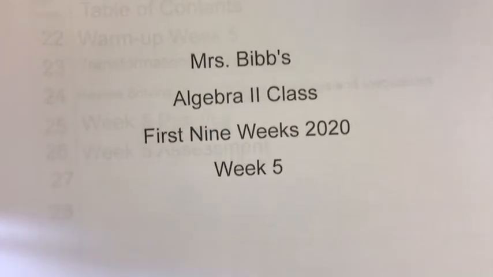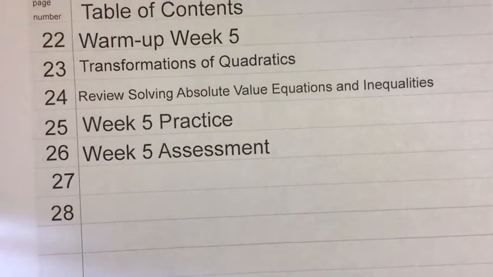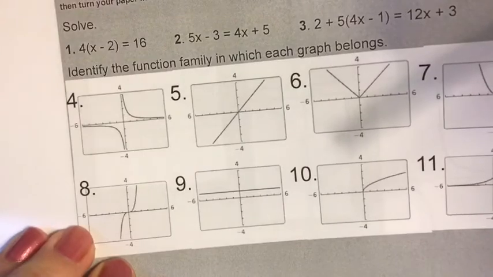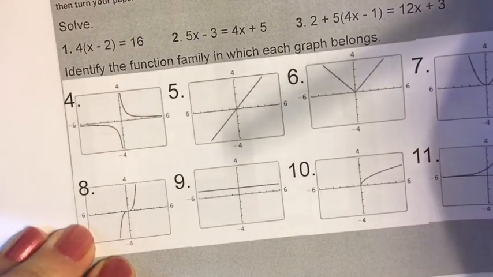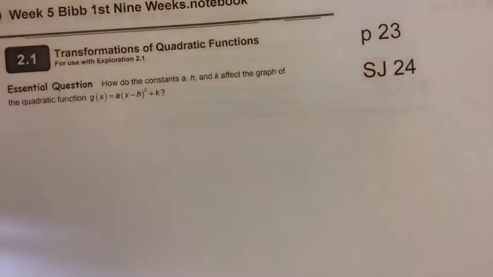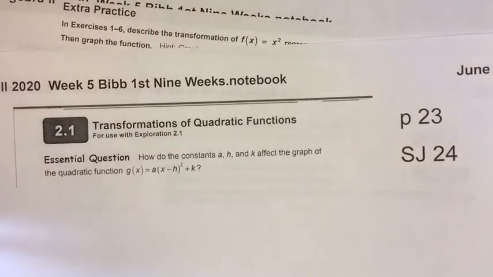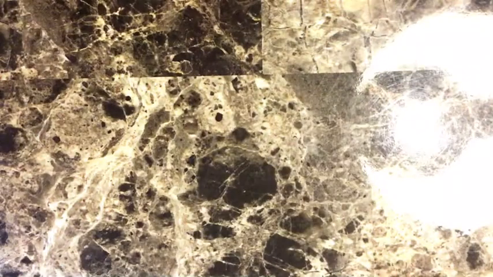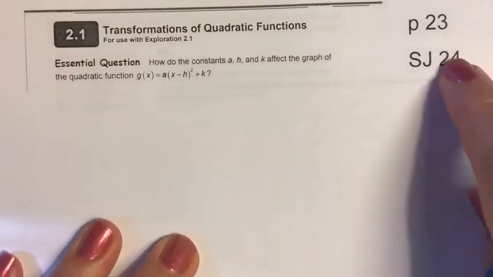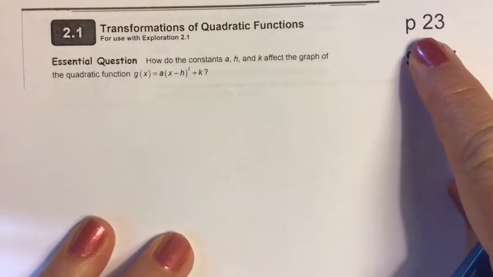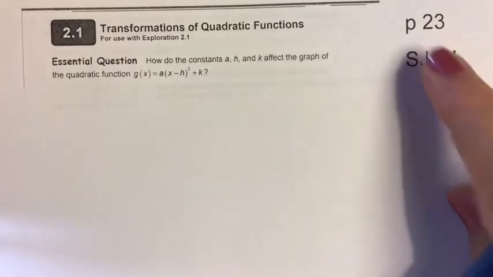If you'll please fill in your table of contents, complete your warm-up. The warm-up this week is actually on several different slides, so complete your warm-up and then check it, please. You'll need Student Journal 24, 26, and 28. You'll also need a sheet of notebook paper. For Student Journal 24, this is page 23 in your notebook.